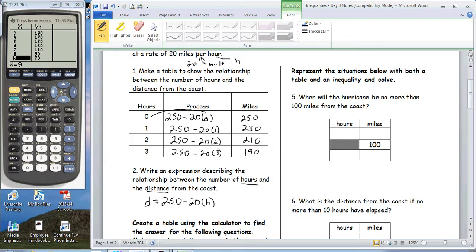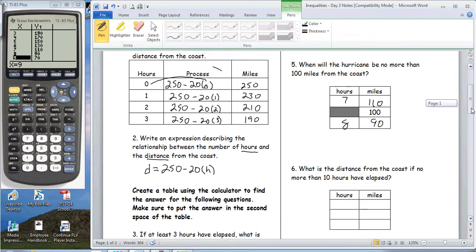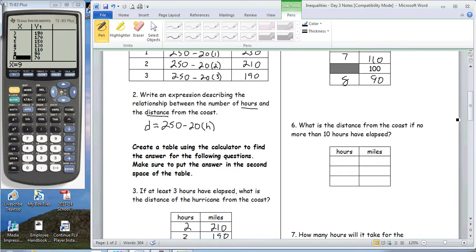Number 5, when will the hurricane be no more than 100 miles? Again, we have our 100, and it fits in between 7 and 8. So I'll mark that. 7 and 8, 110, and 90. So we know our answer would be somewhere between 7 and 8 hours.